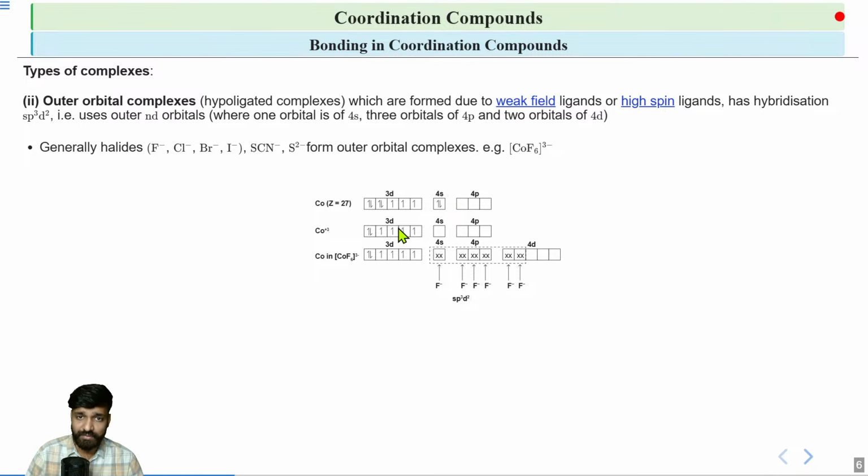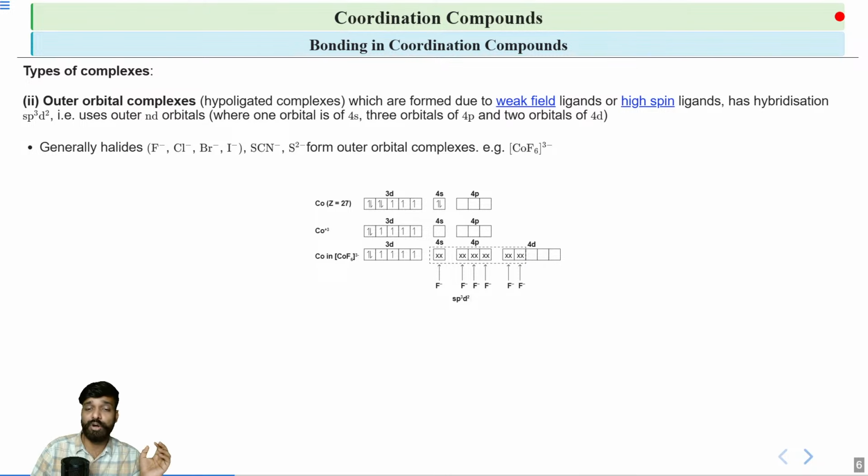Is it clear? Now it will result in a configuration in which the 3d will have 6 electrons. But in this case, the ligand, which is your fluoride, is not that strong. So it will not pair up the electrons, and hence the fluoride ion will donate its electron to the 4s, 4p and 4d. Now that would result in sp3, means 3 p orbitals, and d2, sp3d2 hybridization. Is it clear to you? Did you get it? Why we are getting sp3d2?